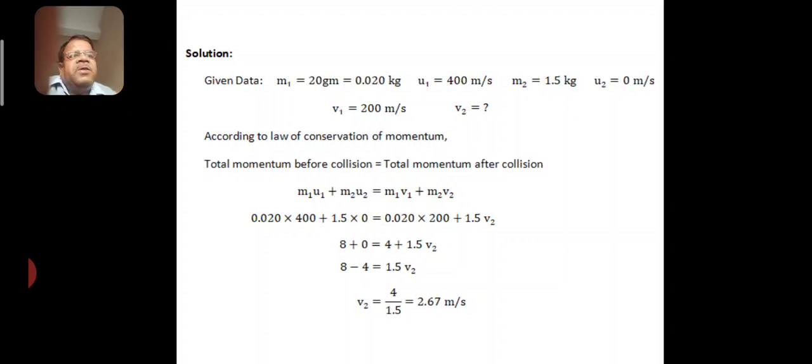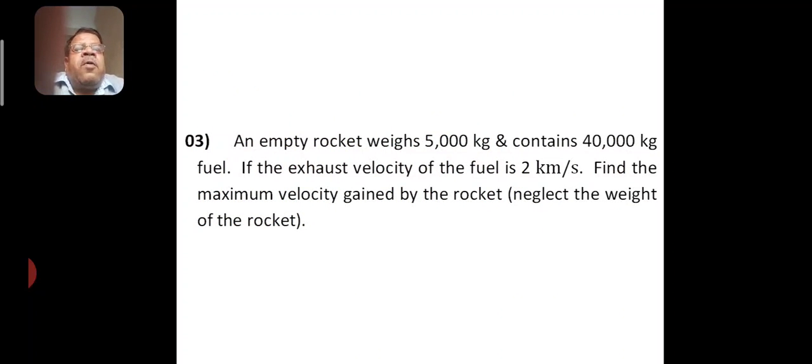According to the law of conservation of momentum, total momentum before collision equals total momentum after collision. m1 u1 plus m2 u2 equals m1 v1 plus m2 v2. Substitute the values of m1 u1, m2 u2, v1 and v2. Finally, we get 8 minus 4 equals 1.5 v2, v2 equals 4 by 1.5, that is 2.67 meter per second. Now we go to the third problem.